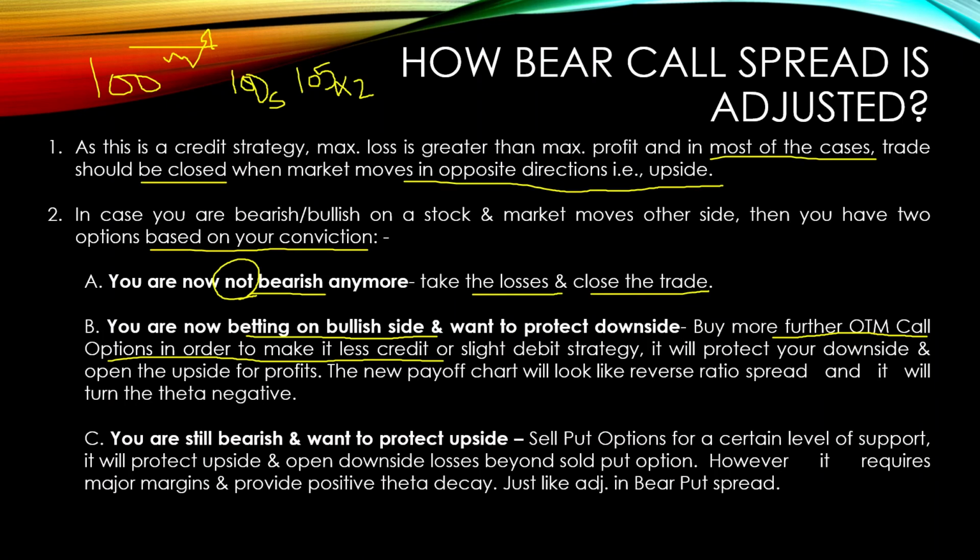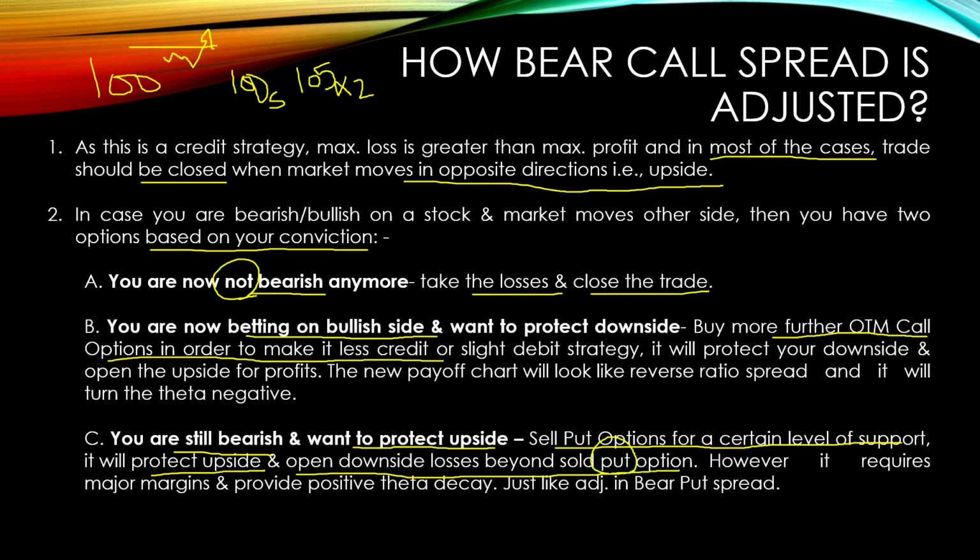So there is another situation also. You are still bearish on this stock and want to protect the upside. So this stock goes up, but you are hoping that this is a false breakout and you are still bearish on this stock. However, you want to protect your upside. What you can do is sell put options at a certain level of support. It will protect your upside because you collected more premium now. However, it will open your downside losses beyond the sold put option.